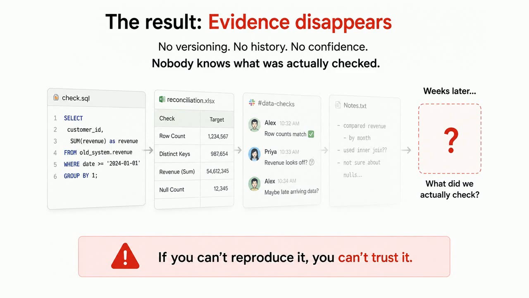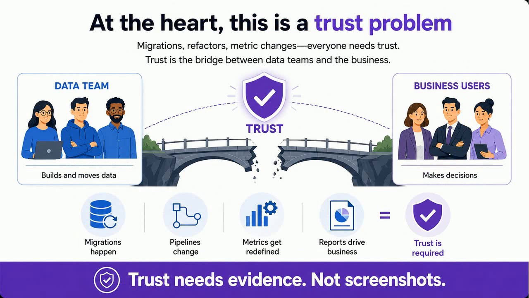All right, let's slow down for a second. We need to look at why trust needs evidence and really reframe the root cause here. Because data reconciliation is not just some technical chore or a pesky Jira ticket blocking your sprint. Fundamentally, at its core, it is a trust problem. And the reality is, trust cannot depend on a screenshot. Trust needs evidence. If you're migrating data or moving it with CDC pipelines or refactoring a massive core model, you absolutely need trust. And concrete, undeniable proof is literally the only way you're going to get it.